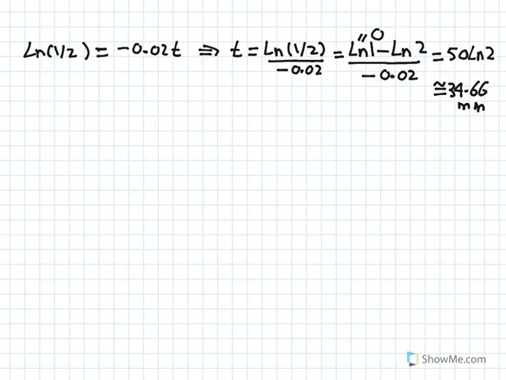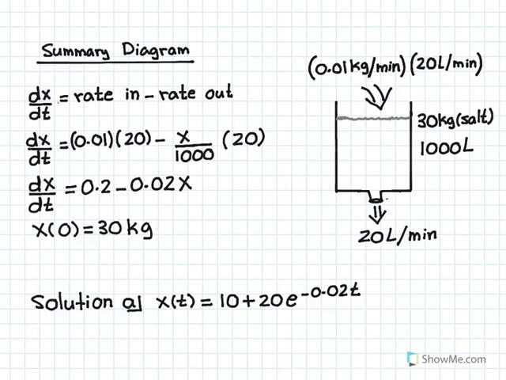Now let's look at a summary of what we've done. So we have the diagram here, and it's always a good idea to draw a diagram to visualize what's going on. Let me fix this. This should be 0.01 kilograms per liter of salt that's coming in, and it's coming in at a rate of 20 liters per minute. So when we multiply these two, the liters cancel out, and we get the rate in, which is 0.2 kilograms per minute. 0.2 kilograms of salt coming in every minute.